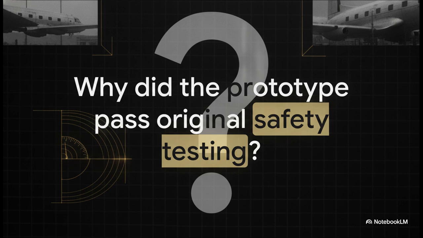But this brings us to the final, most perplexing piece of the puzzle. If squarish corners were inherently flawed, why in the world did de Havilland's original safety testing completely fail to predict the disastrously short lifespan of the production aircraft? Before the Comet ever carried a single passenger, a prototype fuselage underwent extensive testing and appeared to prove the design was perfectly safe. So how could the tests have been that wrong?